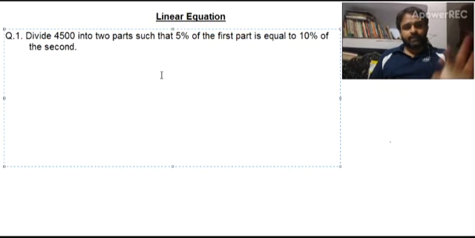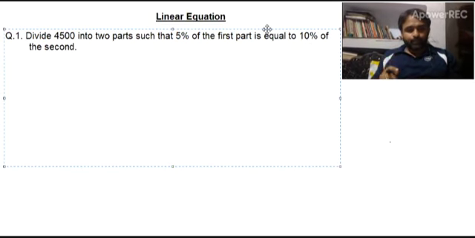I told you many times, don't start just after looking at the question, don't jump on the question. First you read it 2-3 times, give time, understand it, and then solve it. Right friends, so we are already having this question. Again I'm going to read this for you.